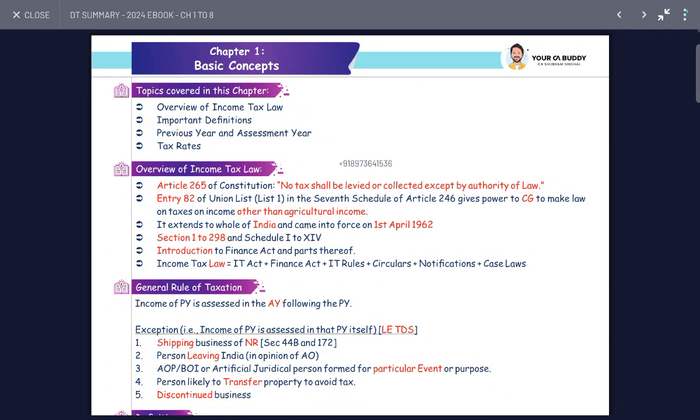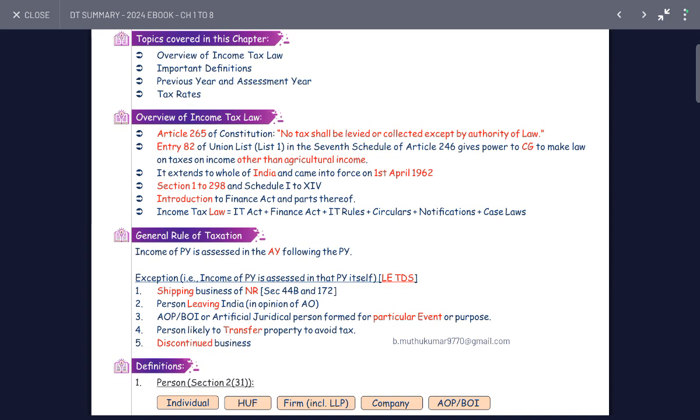Topics covered in the chapter: overview of income tax law, important definitions, previous year, assessment year, and tax laws. And the overview of income tax laws: Article 265 of the Constitution says no tax shall be levied and collected except by the authority of law.